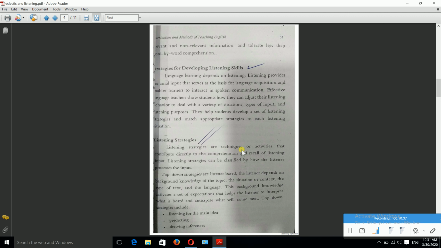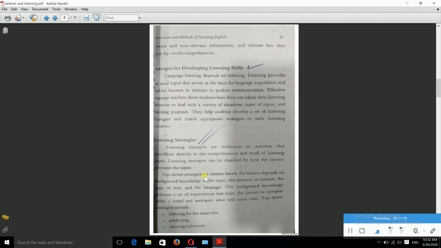Listening strategies are techniques or activities that contribute directly to the comprehension and recall of listening input. Listening strategies are the techniques and activities that contribute directly to providing comprehension and recall. Dear students, when I understand, I must recall the auditory input. Listening strategies can be classified by how the listener processes the input. Strategies can be divided according to listening processes.